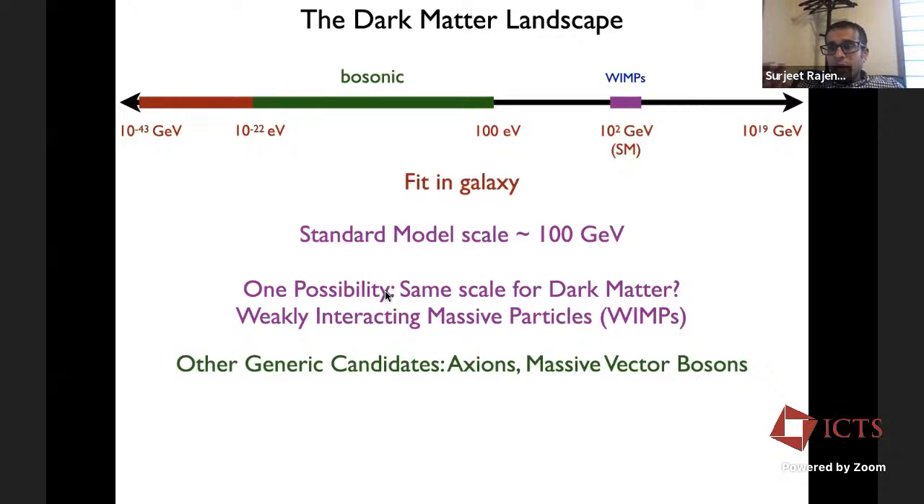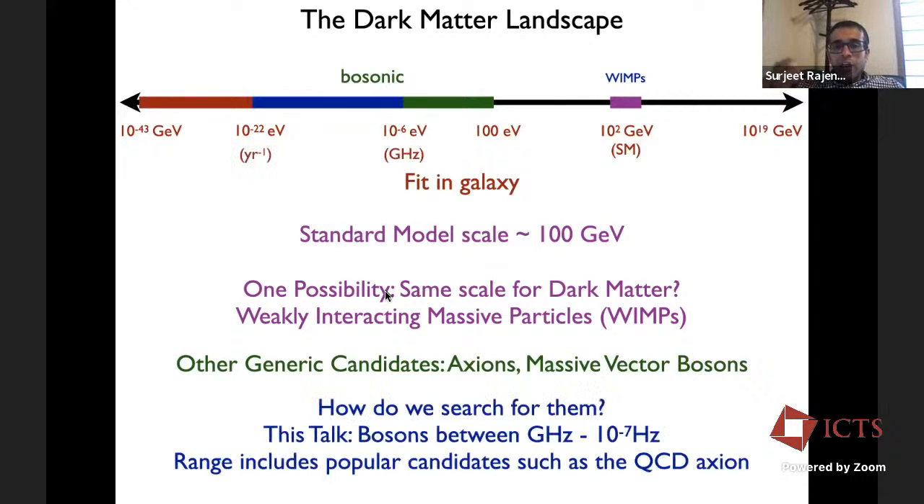So the kinds of dark matter particles that I will talk about today are particles like axions and massive vector bosons. And I'll broadly be interested in these particles in a mass range from about 10 to the minus 22 electron volts to about 10 to the minus 6 electron volts. Obviously, one can convert mass to frequency. 10 to the minus 6 electron volts corresponds to a frequency of about a gigahertz or so, and going all the way to an inverse year at very, very low frequencies. And this range includes popular dark matter candidates such as the QCD axion, things of this kind.